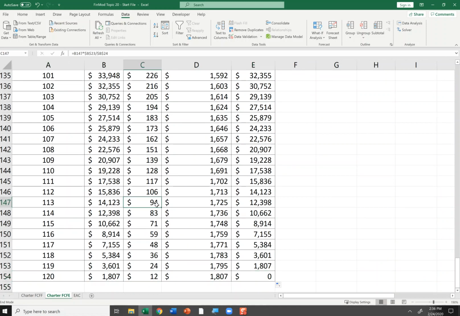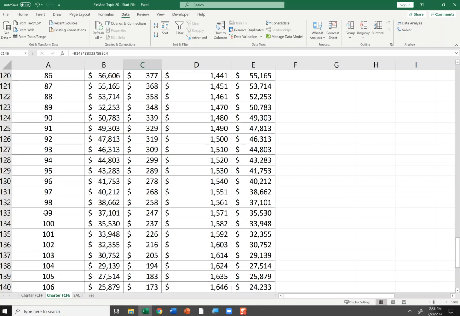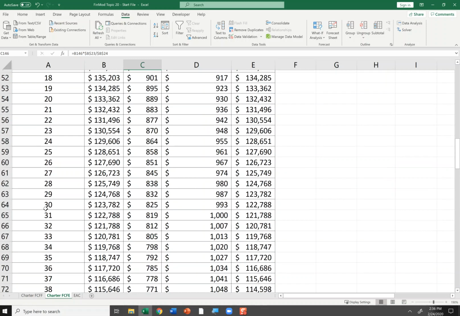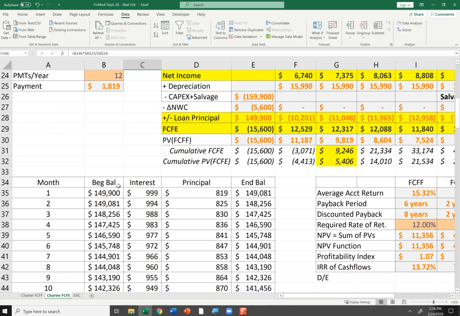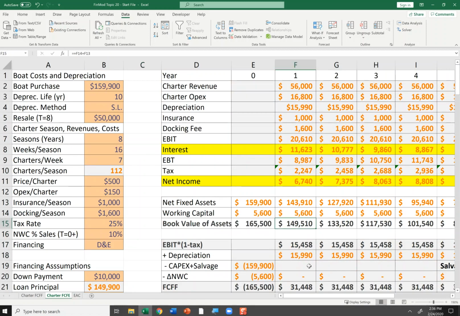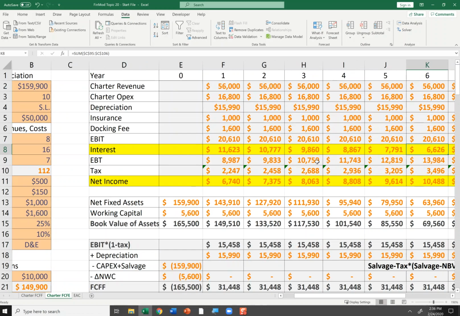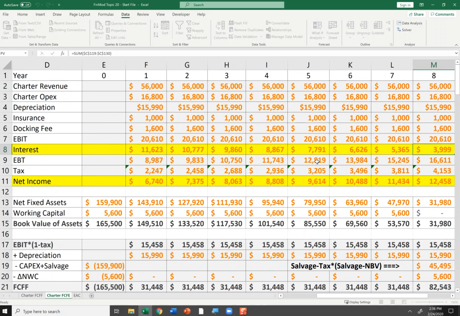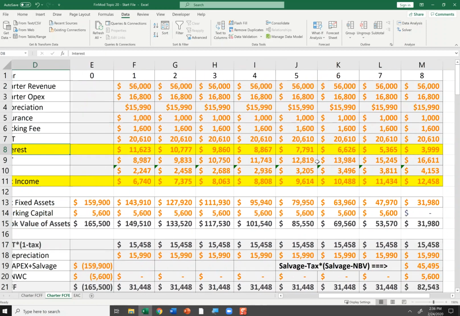So if I wanted to know how much interest I would pay in the first year, I would go to the first 12 payments and get the interest for the first 12 payments. So it looks like it's about, if I look down here, $11,623. Notice I have a link in my spreadsheet that does this for me because it's kind of tedious. The sum of the first 12 months interest is $11,623, the next 12 months, and so on. So this is my interest expense for the first 8 years, even though it's a 10-year loan.